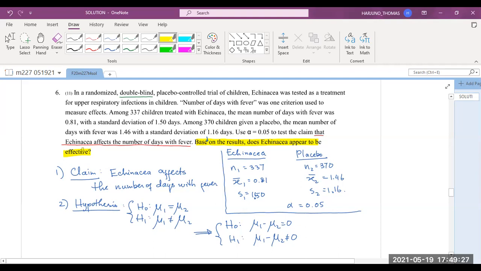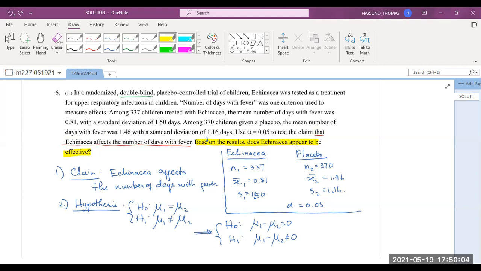Now, what I need you to be aware of is that there are two possible ways to state the claim. If your claim is that echinacea affects the number of days, then it has to be two-tailed. But if your claim is that echinacea appears to be effective, then the hypothesis later on will be one-tailed. You see what I mean? It's not two-tailed. So it depends on what you say in your claim.